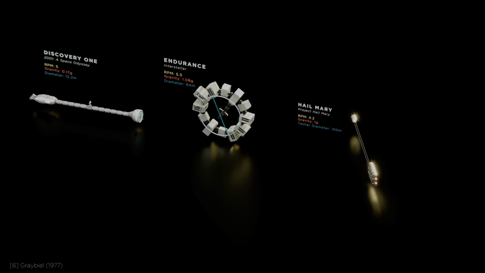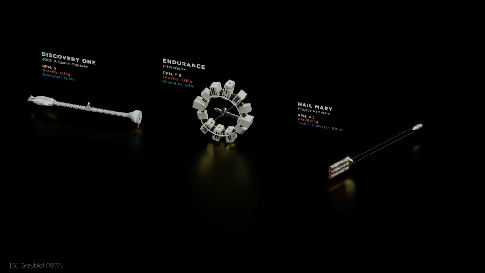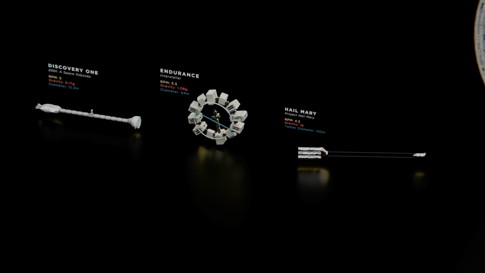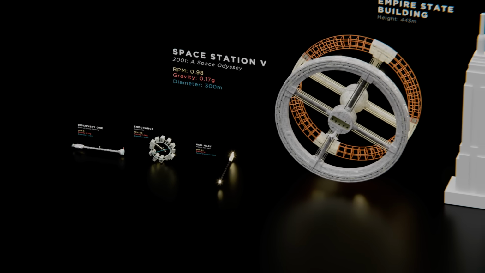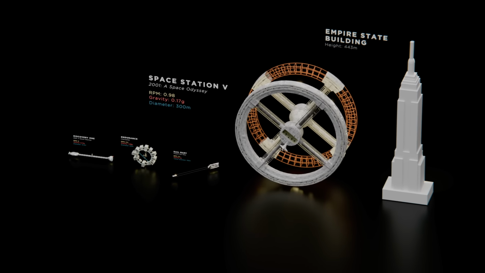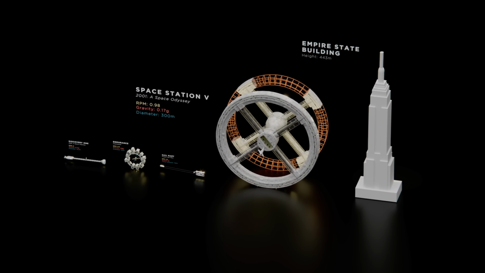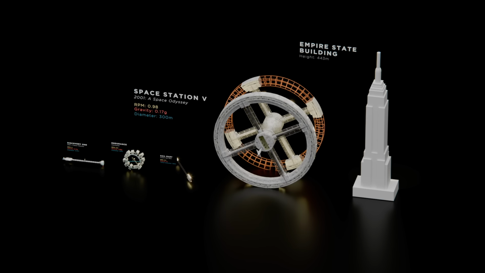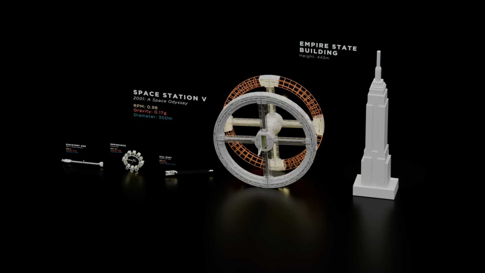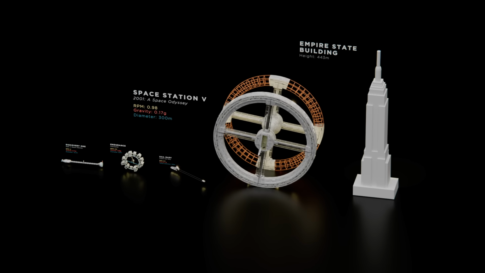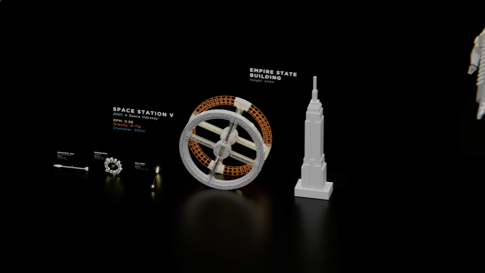1 RPM has been suggested as a reasonable limit for the average person, and that's what the Space Station 5, also from 2001, rotates at. Just under, actually. And it produces the same 0.17 G as the Discovery at that speed. But 0.17 G is a little low for comfort and maybe human health. So to get a reasonable level of gravity and RPMs, we have to go bigger.